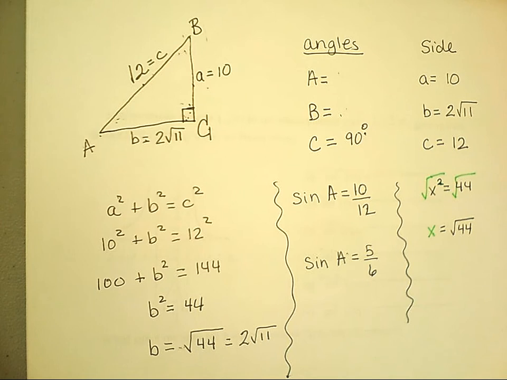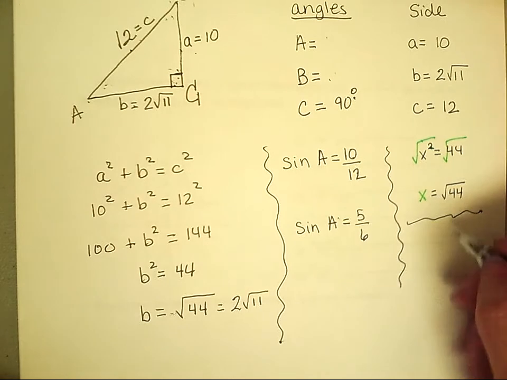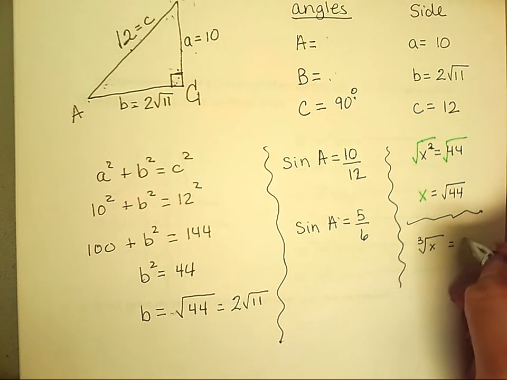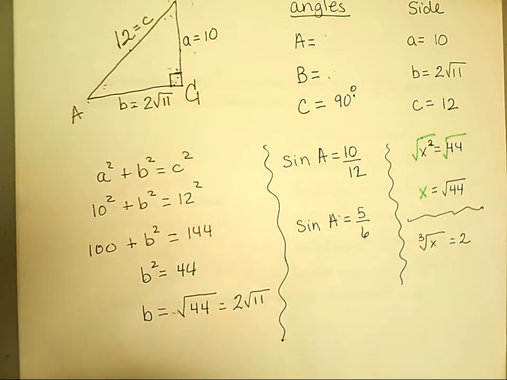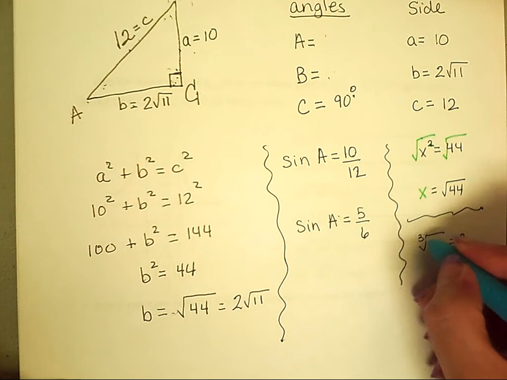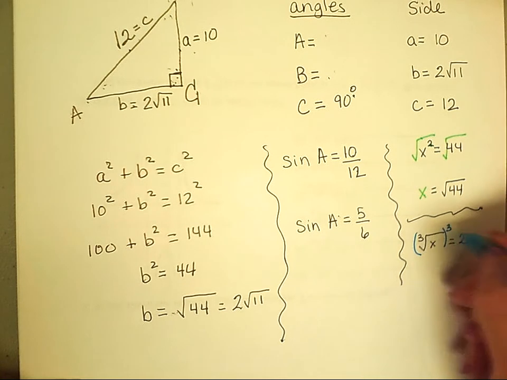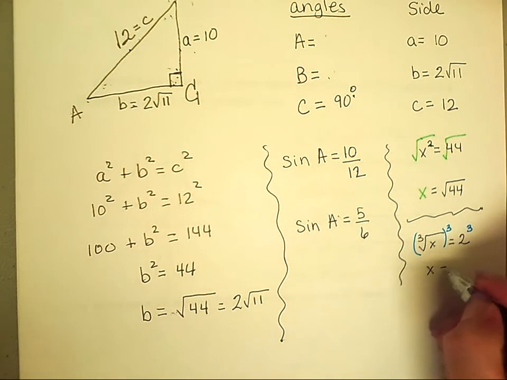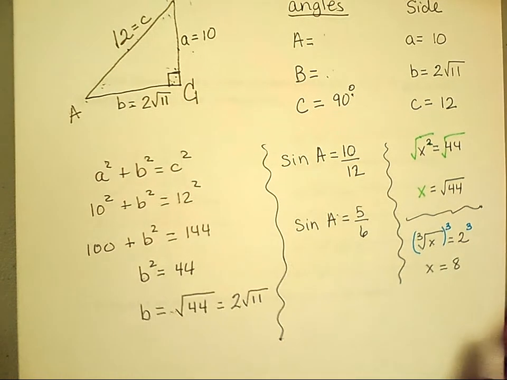What else could we do that has inverses? If we had the cube root of x equal to 2, we knew we could undo this. We could undo the cube root by taking its inverse and cubing it, okay, so that x would be equal to 8.